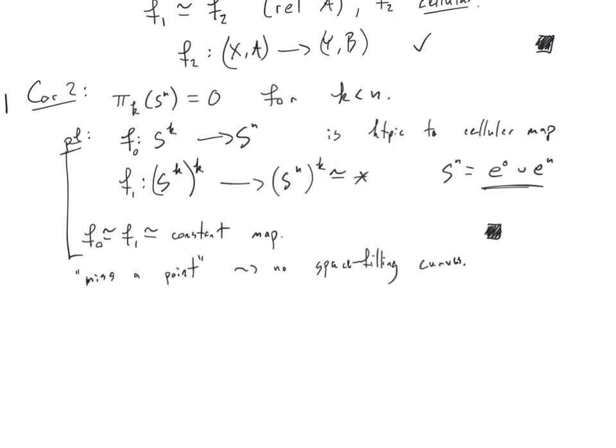So I think that's a good place to end it, and we'll pick up next time with the next step in this idea, which is to approximate spaces by CW spaces. This is known as CW approximation. So, see you then.